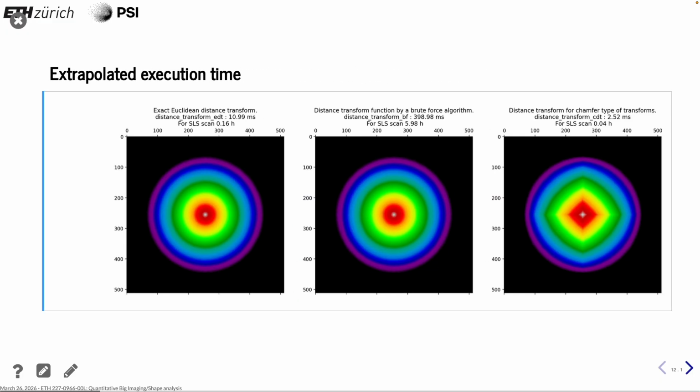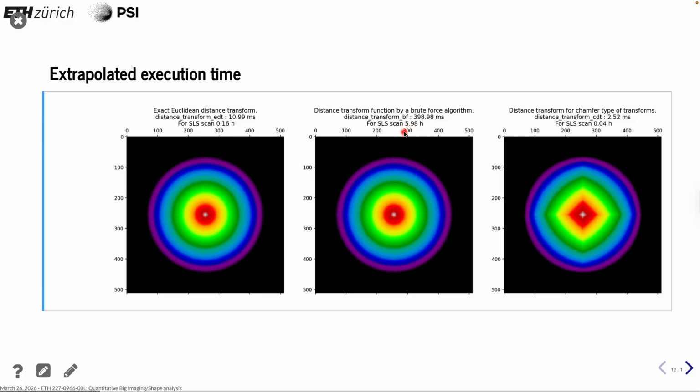Here we have a little extrapolation of execution times. So it's probably not completely fair, but anyway, here we have an image, 512 squared, with just a circular object. Distance from here took 11 milliseconds. If we would extrapolate it to a volume of more than 2K cubed, then it would take 0.16 hours.